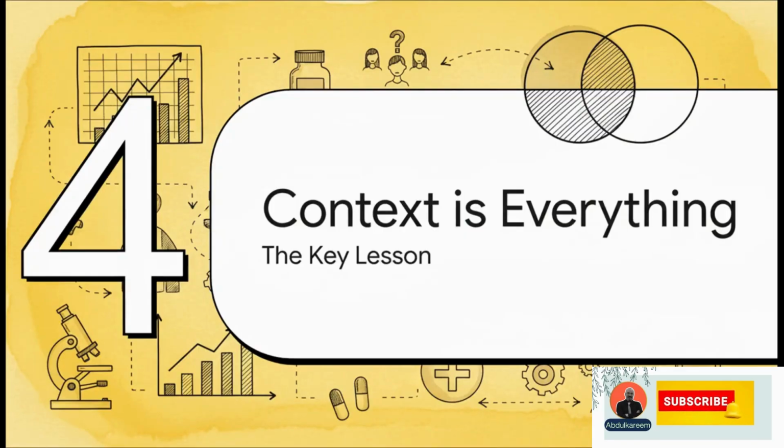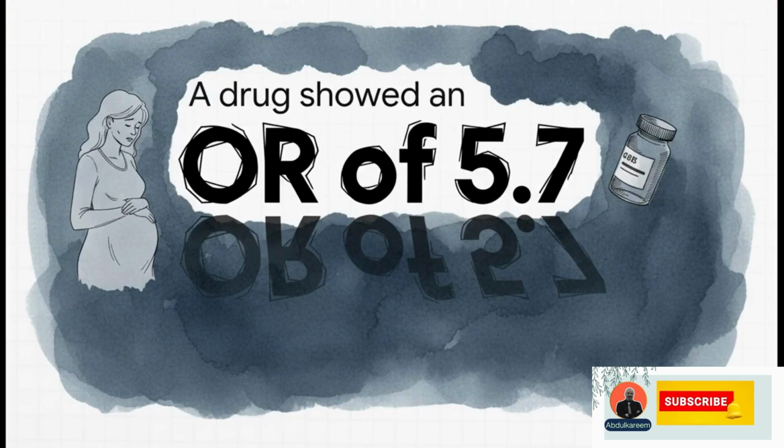Okay, and this right here, this is probably the most important thing you're going to take away from this whole explainer. All these numbers, RR, OR, they can be so misleading if you don't have the right context. Let me give you a real-world example that'll make this hit home. A study came out and found that an antidepressant was linked to a specific birth defect with an odds ratio of 5.7. That's a huge number. The odds are more than 5 times higher. I mean, come on, if you're a clinician or an expecting parent, that sounds absolutely terrifying, right?